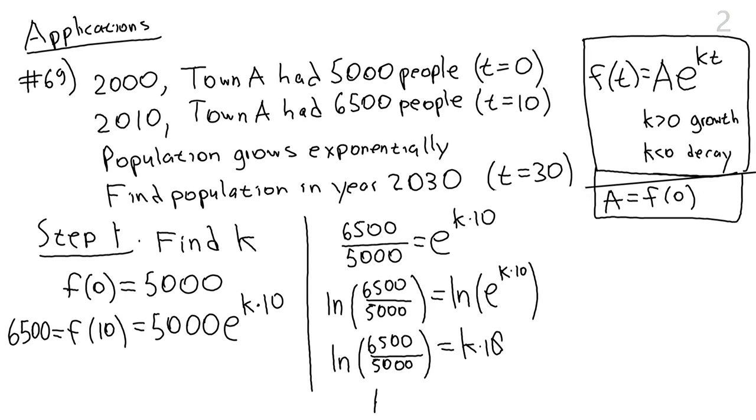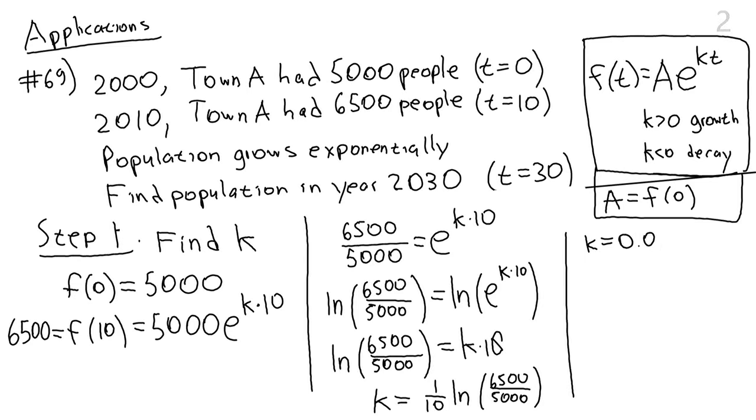And solving for k gives us k equals 1/10 natural log of 6,500 over 5,000. You would enter this number into your calculator. There's no other way to solve it. And you would get that k equals 0.0262.